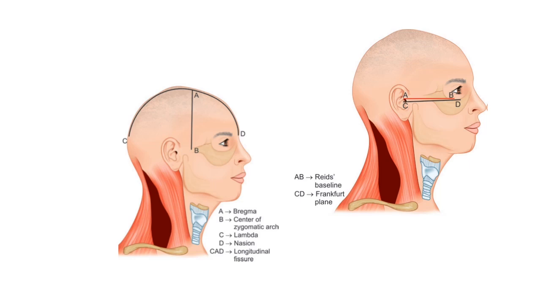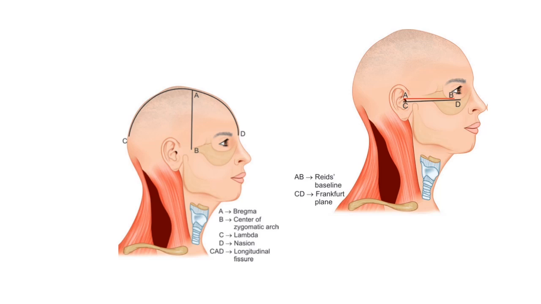After that we also see the coronal suture. It is the line from the bregma to the center of the zygomatic arch on both sides, right? Then we also have the sagittal suture and the lambdoid suture, right? So these are the sutures we also know in the skull, right?